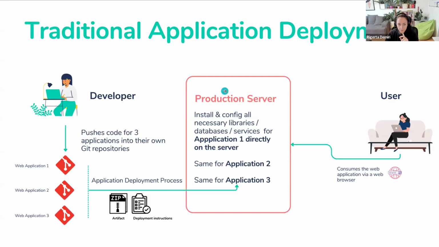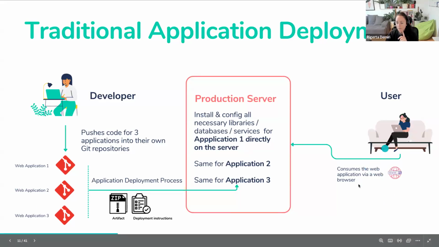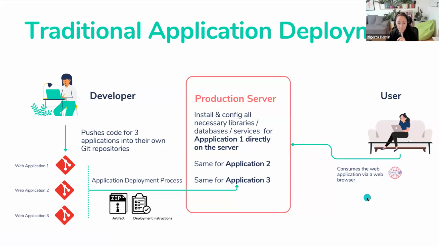A different developer, generally the one that takes care of infrastructure and deployment, would take care of installing and configuring all of the necessary libraries and dependencies for all of these applications in the production server manually. This was a widely manual process. In the end, if this all went well, the user would be able to access these 3 websites from their laptop, using the browser.